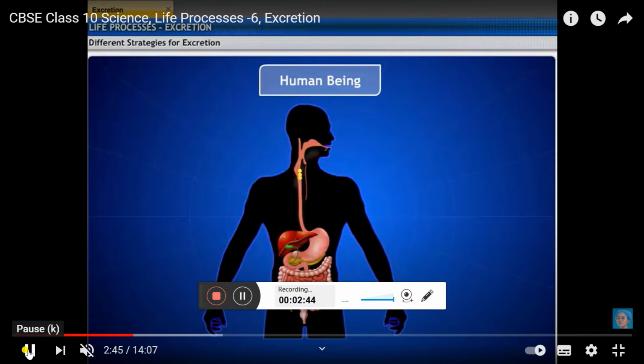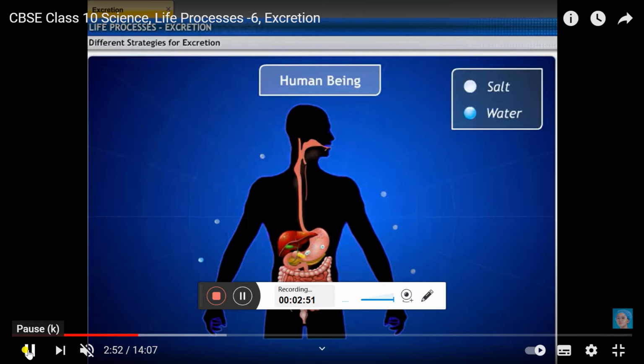Human beings have a specialized excretory system for the removal of metabolic waste. In addition to excretion, it also maintains salt, water, and body fluid balance. This regulatory mechanism is called homeostasis.